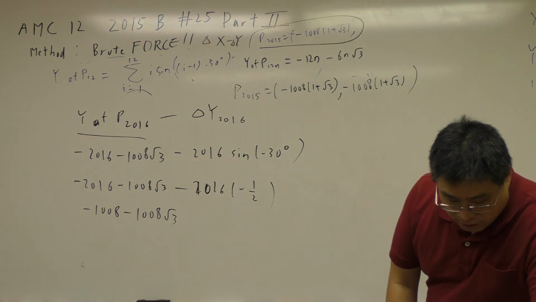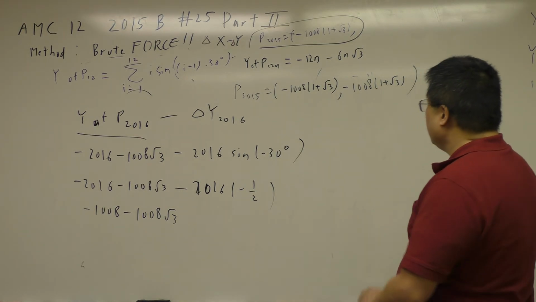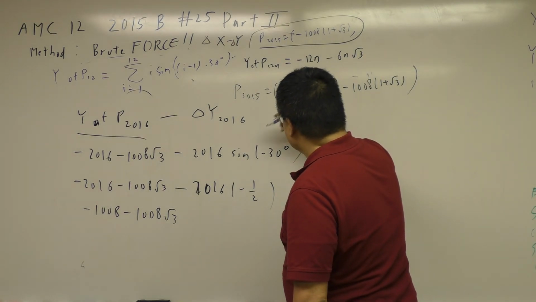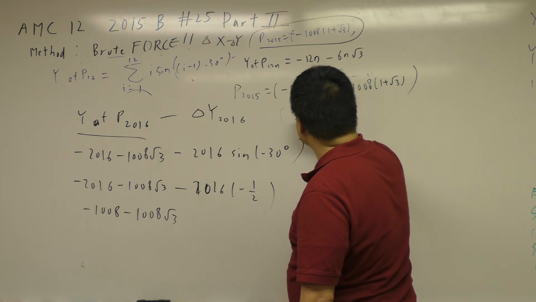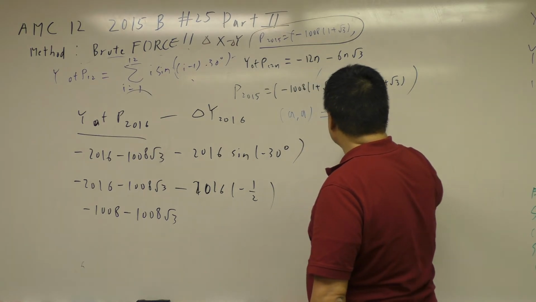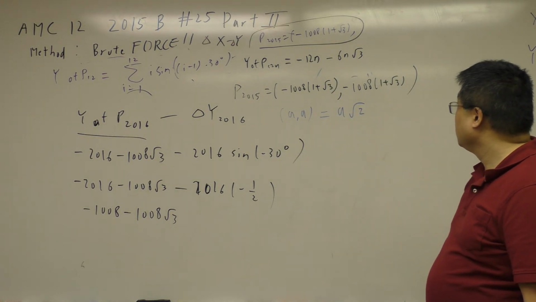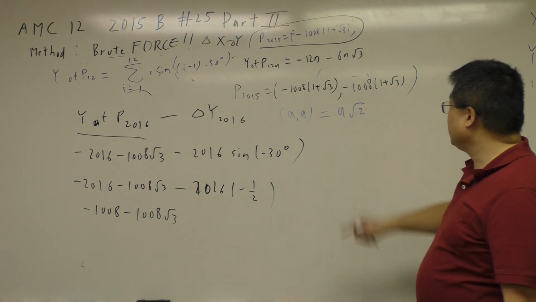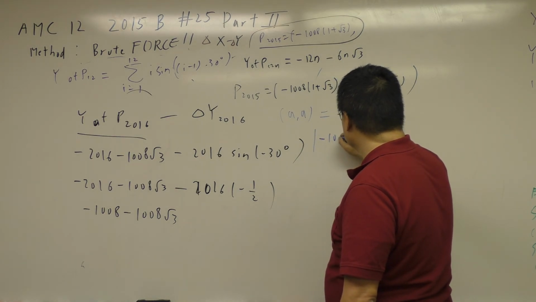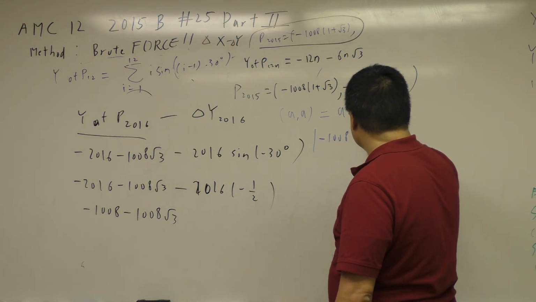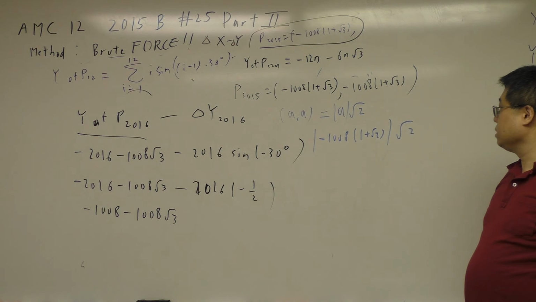Now, we want to know what's the distance of this point from the origin. Well, we know that since we're going from the origin, a point at coordinates a, a would be at a distance of a times square root 2 away from the origin. Since we have the same numbers over here, we can see our distance is equal to the absolute value of negative 1008 times 1 plus square root 3 times square root 2. Yeah, I should have had an absolute value here as well.